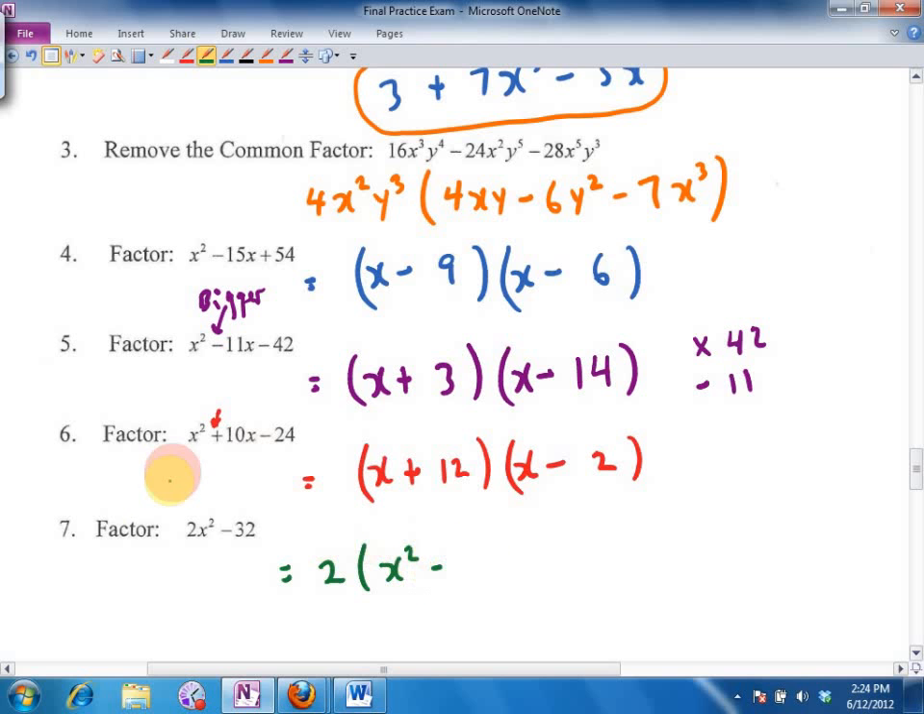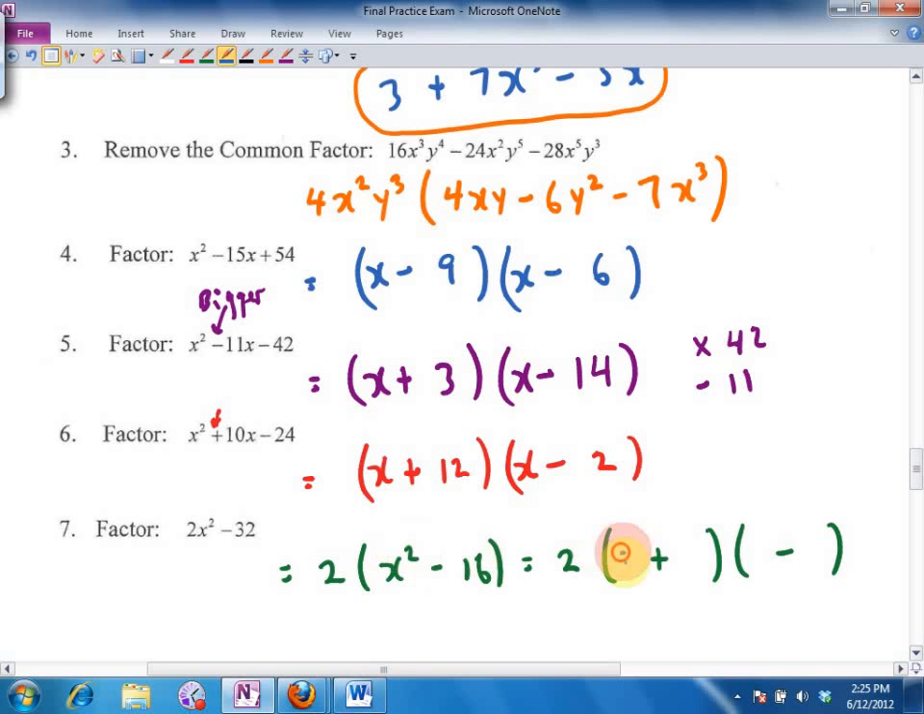So my 2 times x squared is 2x squared. 2 times what is 32? 2 times 16 is 32. Now I can try and break that out into two brackets. But because it's two terms, the only way I can break into two brackets is if they're exactly the same except for the signs.